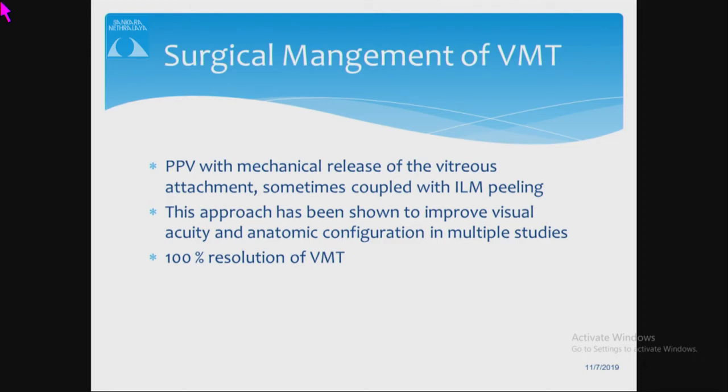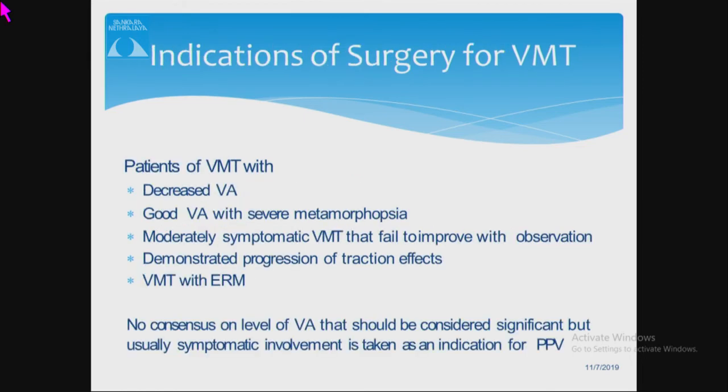Pars plana vitrectomy is the standard procedure for the release of VMT, and it causes the mechanical release of vitreous attachment, sometimes coupled with ILM peeling. This approach has been shown to improve visual acuity and anatomic configuration in multiple studies. Nearly 100% resolution of VMT has been achieved by surgery.